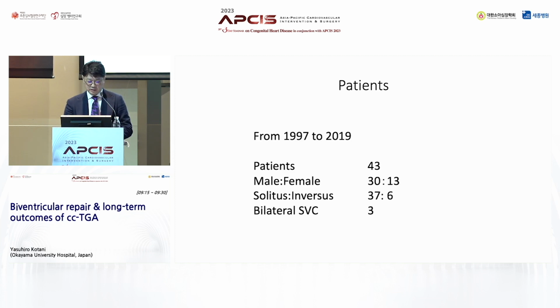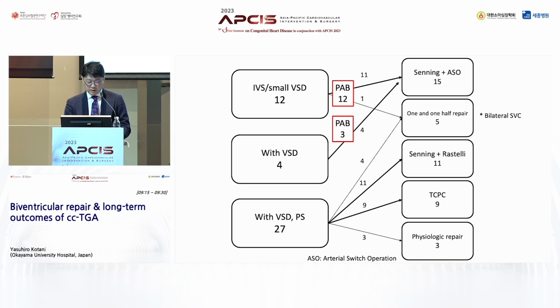We had 43 patients from 1997 to 2019. 3 patients had a bilateral SVC. So all 12 patients who did not have VSD received a PA banding and underwent double switch operation later on, incorporating Senning and Jatene, except the one who had 1.5 ventricular repair for the bilateral SVC. Patients with a large VSD underwent Senning and Jatene. For patients with a VSD and PS, 11 patients had a Senning-Rastelli type double switch, and 9 patients had a Fontan. 4 patients had a 1.5 ventricular repair, and 3 patients had conventional physiologic repair.